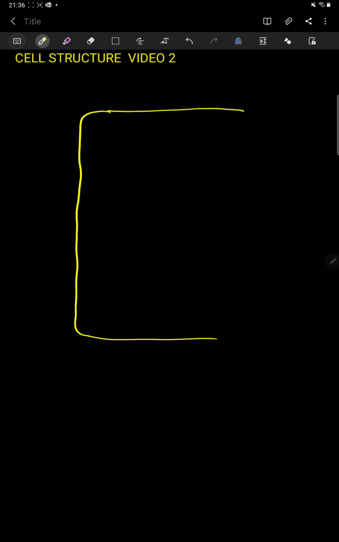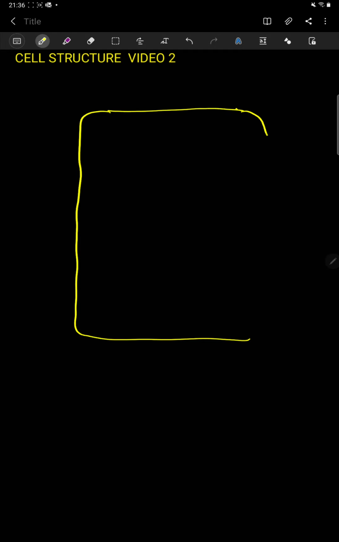Hello bachcho. In continuation of the previous video, again I am going to make a cell, but this time we will be dealing with the plant cell. So first of all, here is a plasma membrane. I am going to use again the squarish, rectangular one, so it will be quite easy for you.